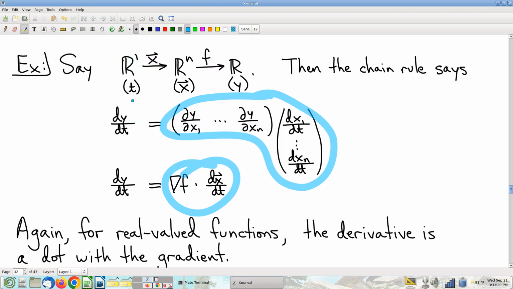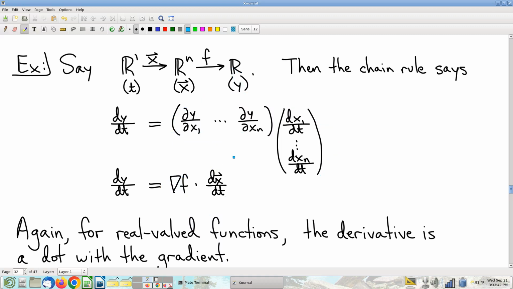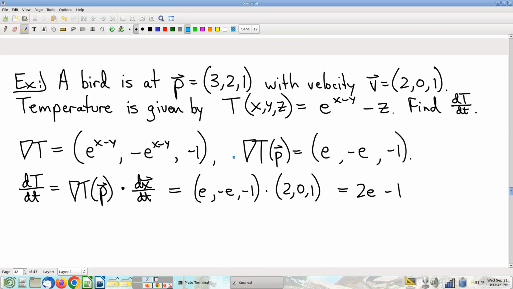If you have an eventually real valued composition, then the derivative matrix can be reconceived as a dot product with the gradient. Okay. All right. So again, another example, but there's really nothing new in this example.